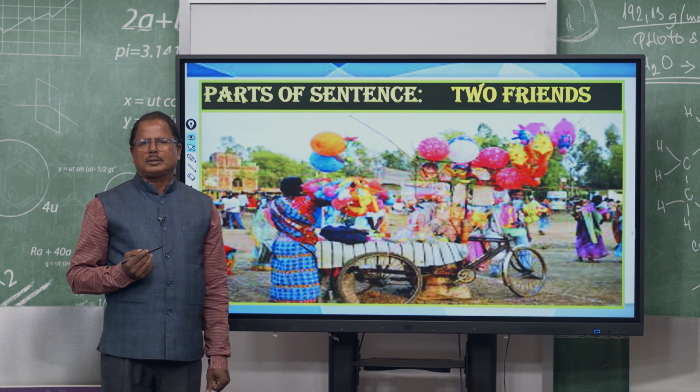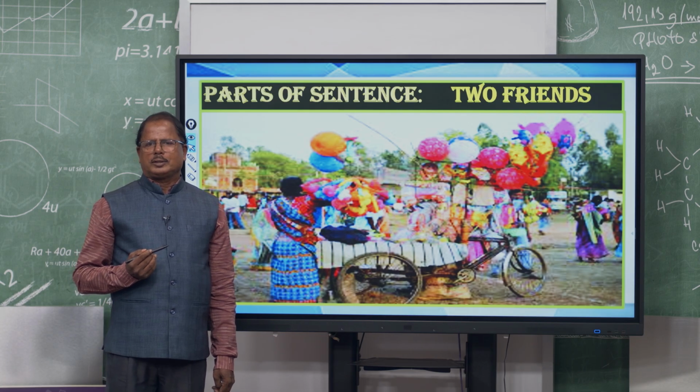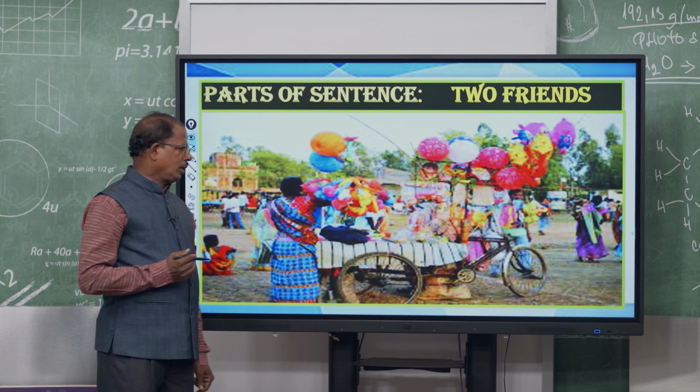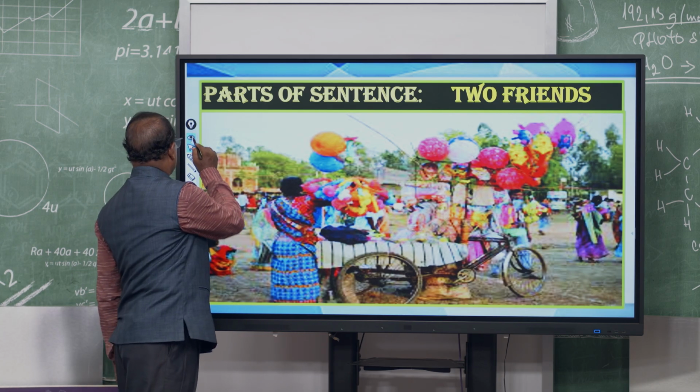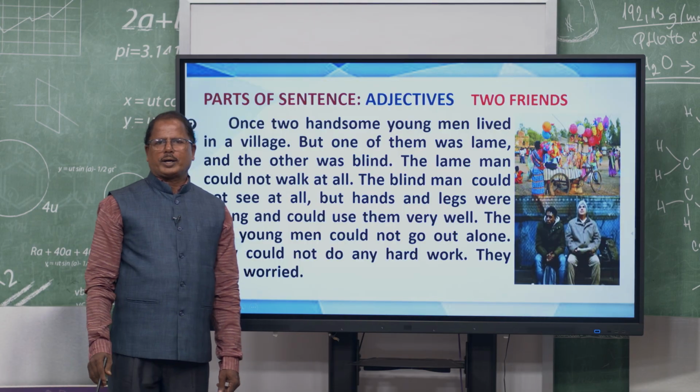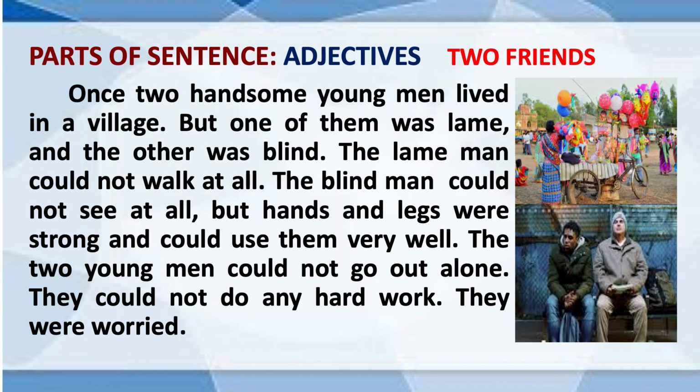Look at the screen, right, the picture, right. You can see that that is the image, the picture of a fair, right. Let us see the story, Two Friends, and by using this story, we will discuss another word class, adjectives, right. So, we have already discussed nouns, we will be discussing adjectives now, right. So, let me read out the story first, then we will see which are the adjectives in these sentences.